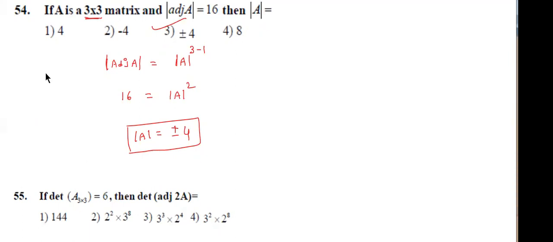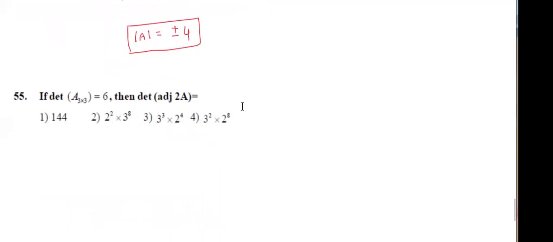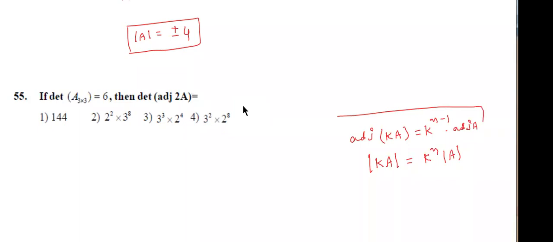Det of A, a 3 by 3 matrix, is 6. Then find det of adjoint of 2A. First here observe that adjoint of K, what is the formula? That is equal to K power n minus 1 into adjoint A. This is the formula. Det of K, that is equal to K power n into det A. These are the two formulas.